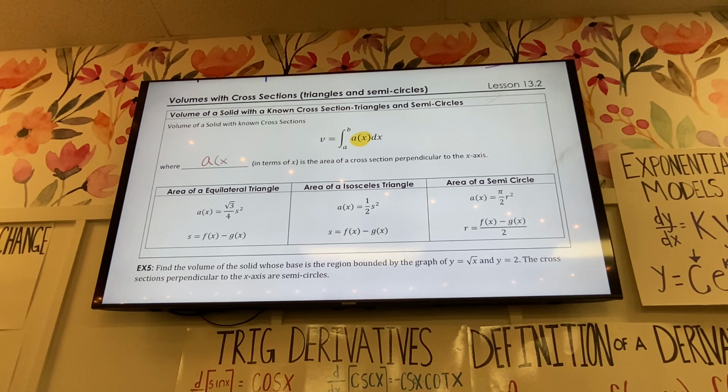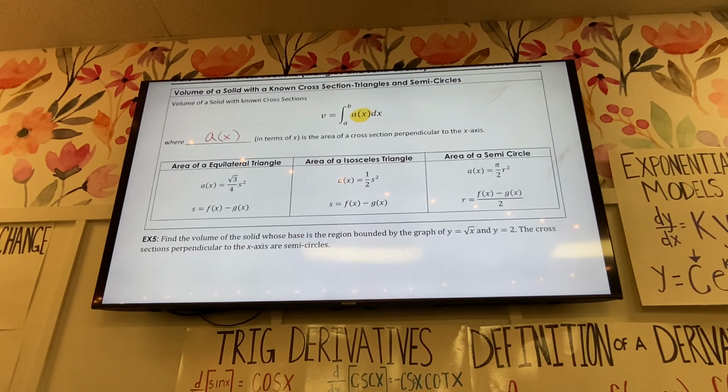Alright, so A of x is still your area function of the cross section, and then perpendicular to x would be in terms of x, perpendicular to y would be in terms of y. So all of that's going to stay the same. Now we have three different shapes that we're going to talk about today. We have equilateral triangles, isosceles triangles, and semicircles.